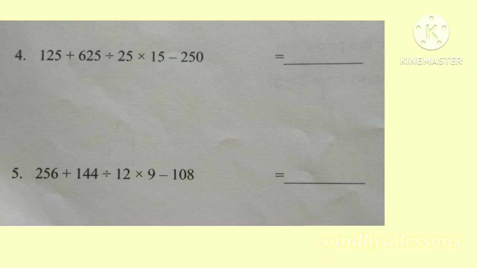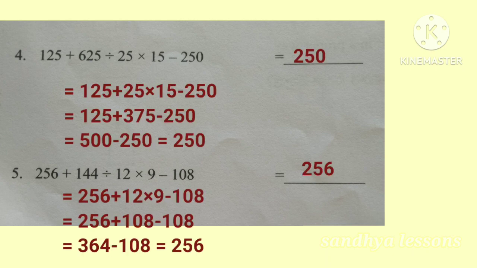Fourth problem, 125 plus 625 divided by 25 into 15 minus 250. By simplifying the given problem, we get 250. Fifth problem, 256 plus 144 divided by 12 into 9 minus 108. By simplifying, we get 256.